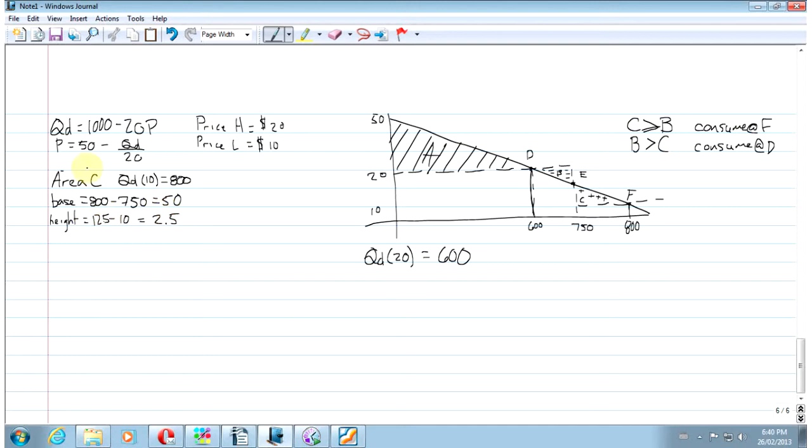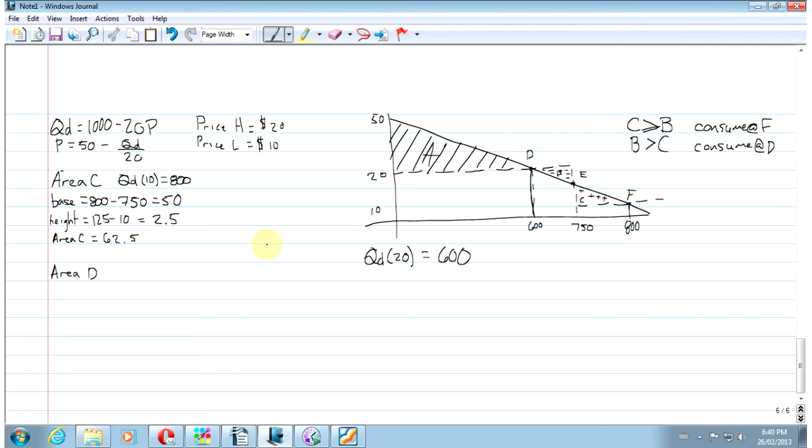Okay, so then the area of the triangle must be 2.5 times 25, which is 50 divided by 2. So area C is 62.5. Okay, now let's think about area D.